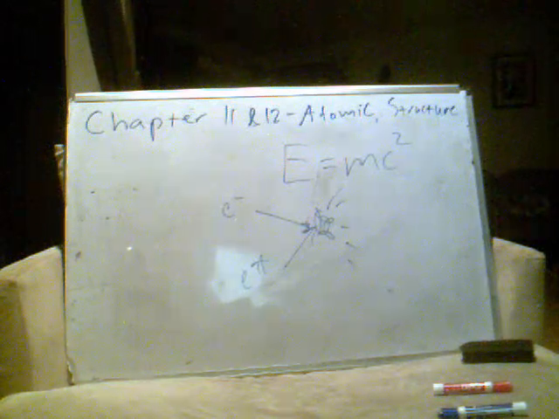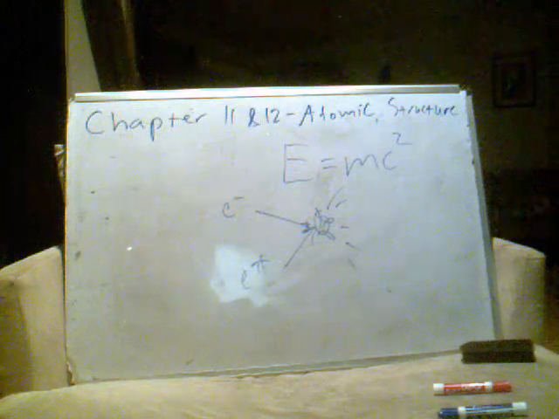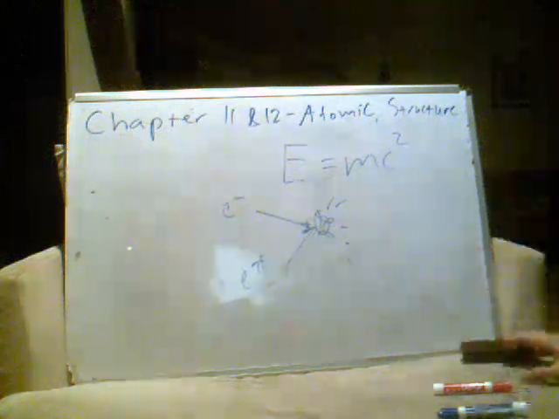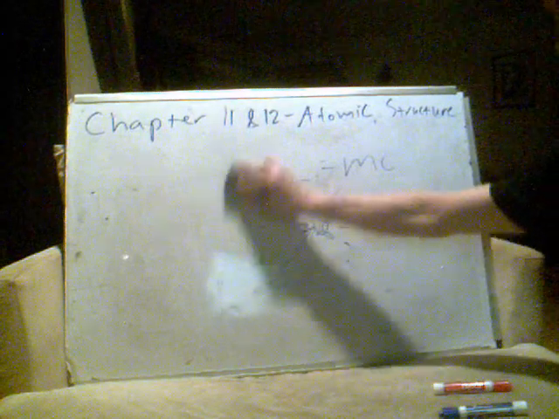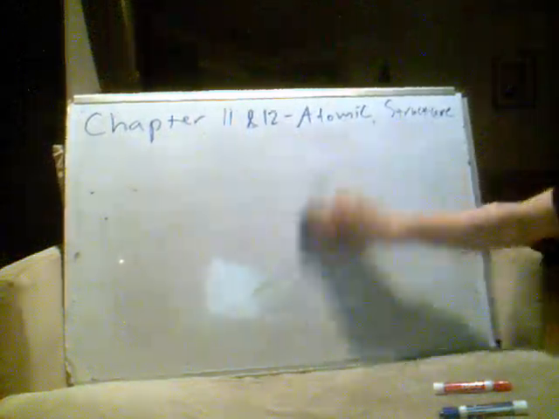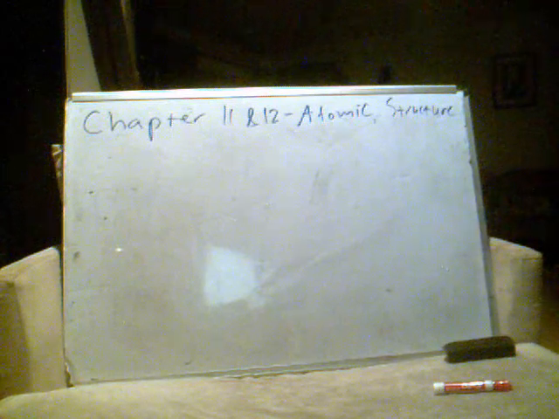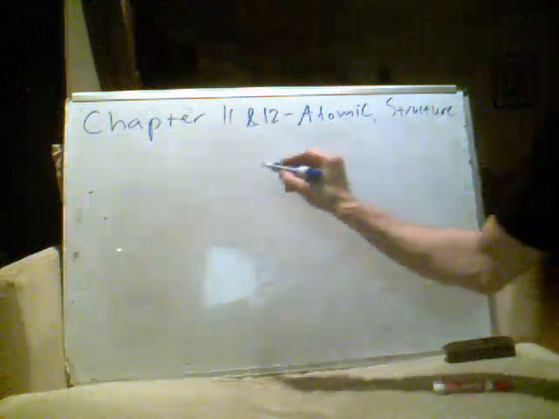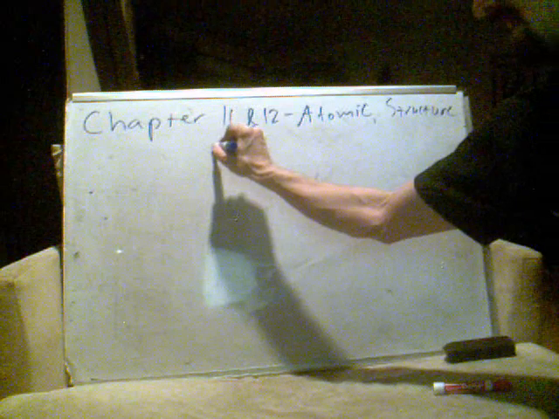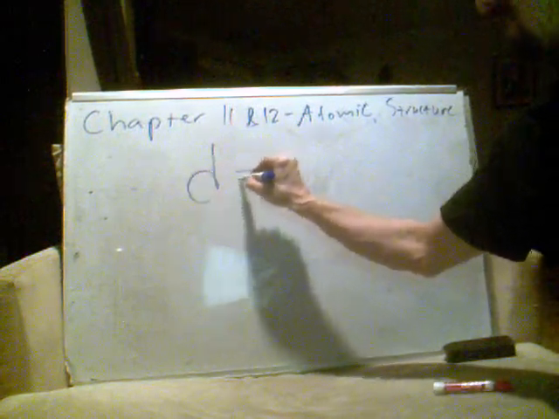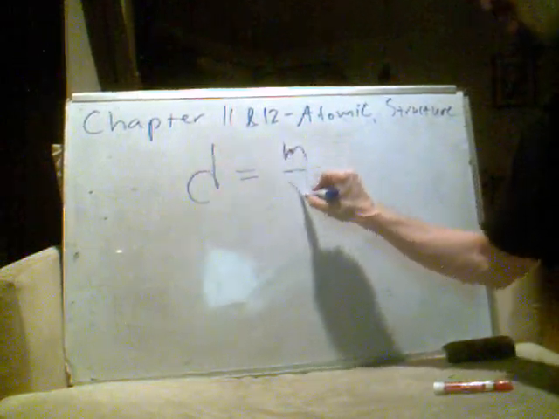Now, there are two very important concepts in Chapter 12 that we cannot just omit. So we're going to go over them briefly, even though most of the rest of Chapter 12 is kind of a mess. Two things that we need to know for sure are the definition of density. Density is mass over volume.